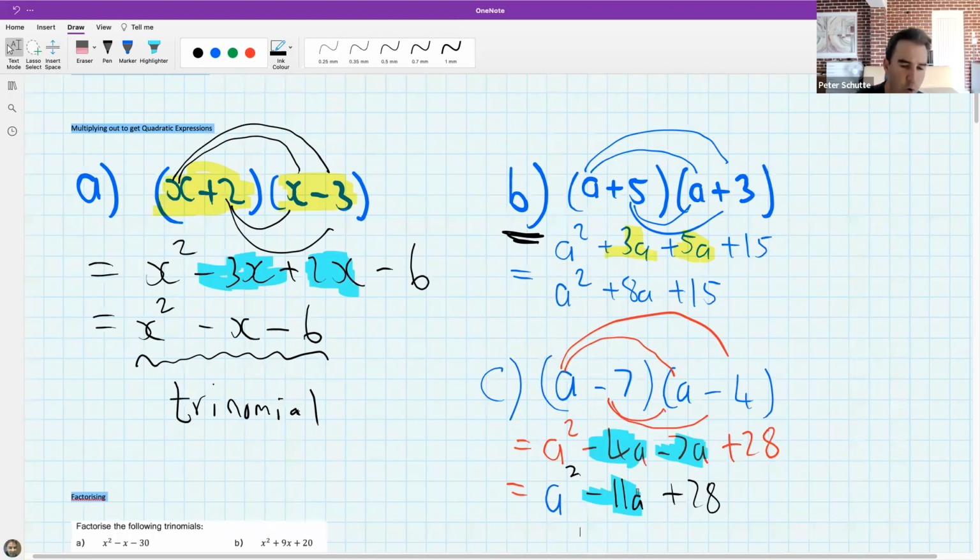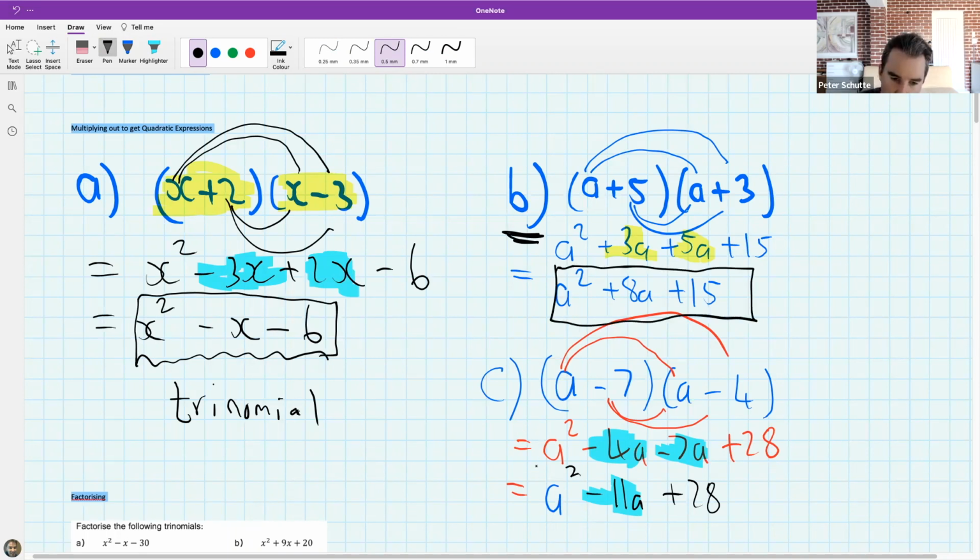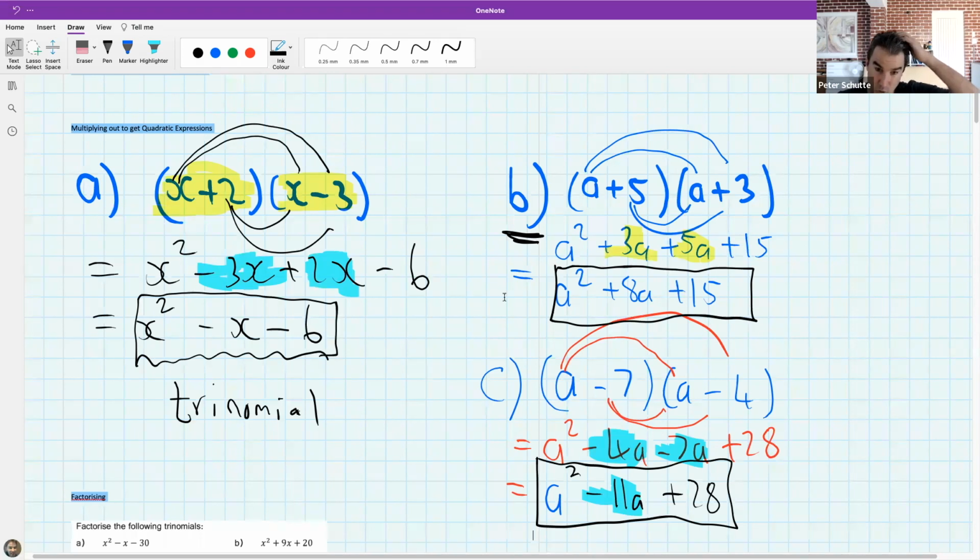So these are all quadratic expressions. Can anybody tell me why all three of these expressions are quadratic expressions? And in fact, they're quadratic trinomials. Who would like to raise their hand and let me know why these are not linear expressions or something different? I'd love to hear from the class.